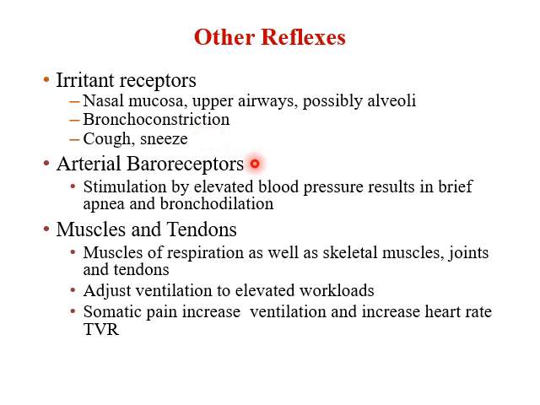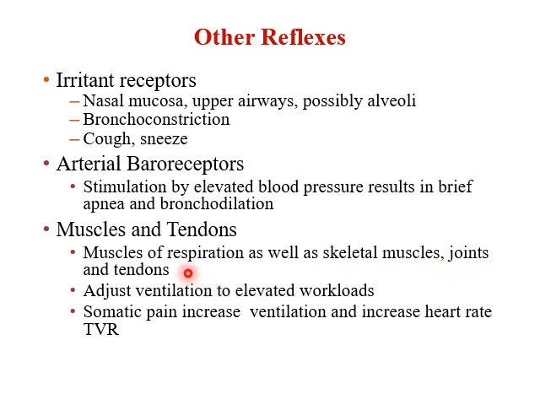We have the atrial baroreceptors. Their main function, as you may know, is the regulation of blood pressure. But once these receptors are stimulated by elevation of blood pressure, it will result in brief apnea in some people and bronchodilation. And we also have receptors in the muscles and the tendons, which are even located in the muscles of respiration as well as in skeletal muscles and the joints. The important ones are those present in the joints and in the tendons.